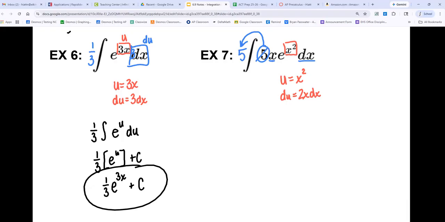And you can do that with coefficients. You cannot do it if it has a variable. Like I can't take the x outside. But with coefficients, I can do that. So now I've got x dx. What extra do I need? 2. So I'm going to put 2 right here.